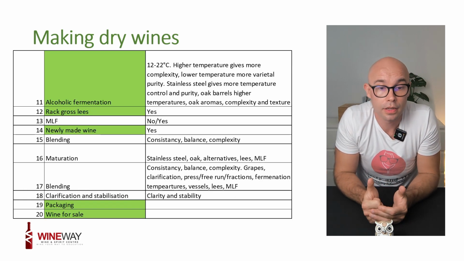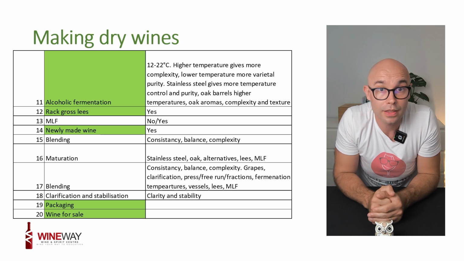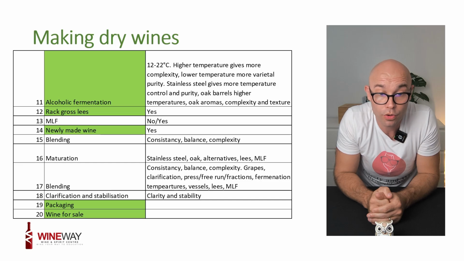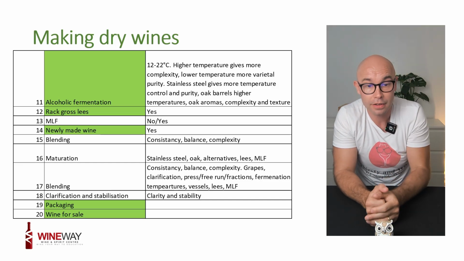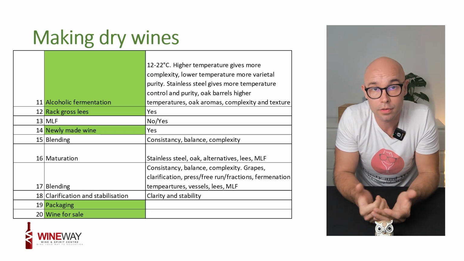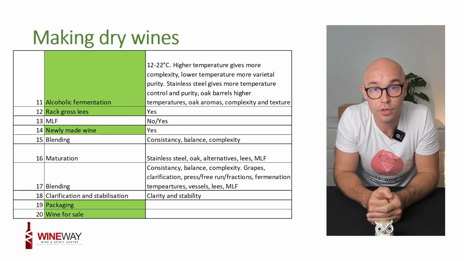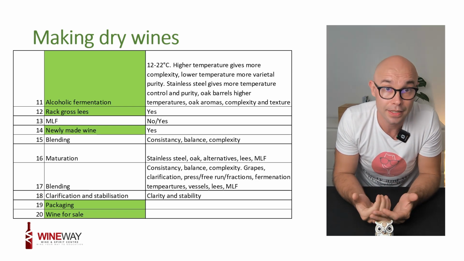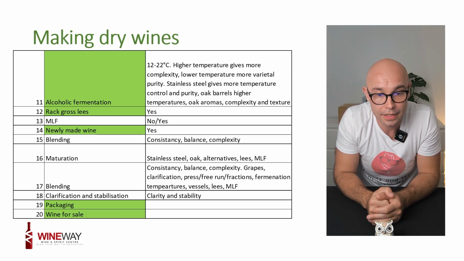Alcoholic fermentation for white wines is between 12 to 22 degrees Celsius. Higher fermentation temperatures give more complexity. Lower fermentation temperatures are more suited for wines with more varietal purity. Stainless steel gives more temperature control and purity, whereas with oak barrels, wines are usually fermented at a higher temperature because controlling the temperature of the fermentation in oak is not as easy as it is in a stainless steel tank.